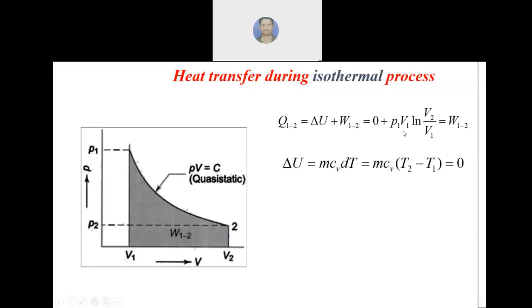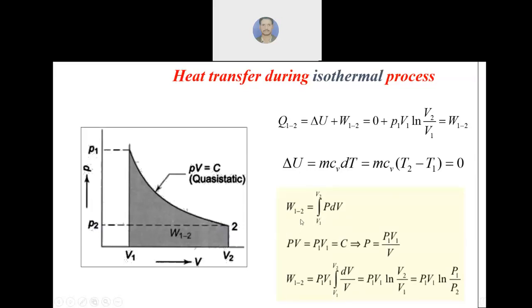Now, work done for an isothermal process is given by P1 V1 log of V2 by V1. Someone can say, sir, for isothermal process, heat transfer equals work transfer. Yes. Whatever the work transfer is, that is the heat transfer for isothermal process. Why? Because the change in internal energy delta U is equal to 0, because there is no change in temperature. If delta T is 0, the change in internal energy is 0.